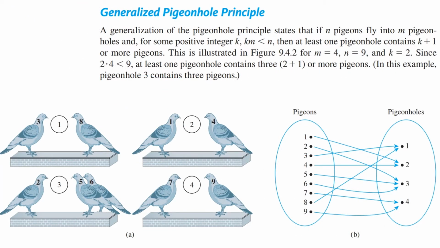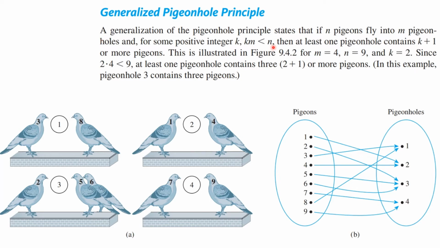We come now to the generalized pigeonhole principle. And this is the generalization. And here you see that we have 9 pigeons, and we have 4 pigeonholes. So this is the generalization.